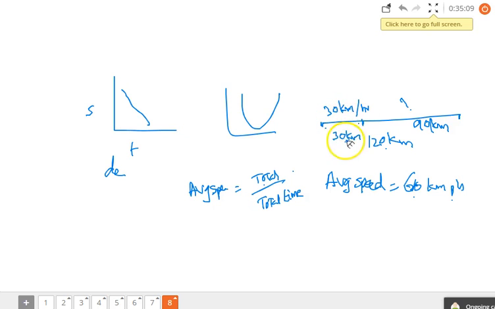Now how much distance is it? 30 kilometers. How much speed is it? 30 kilometer per hour. Speed is equal to distance by time, you know that. So how much time is taken to travel these 30 kilometers?